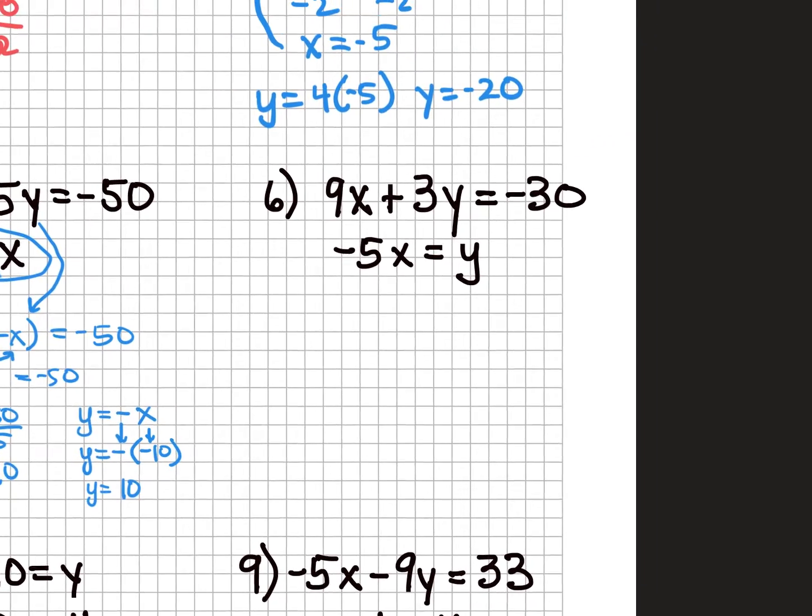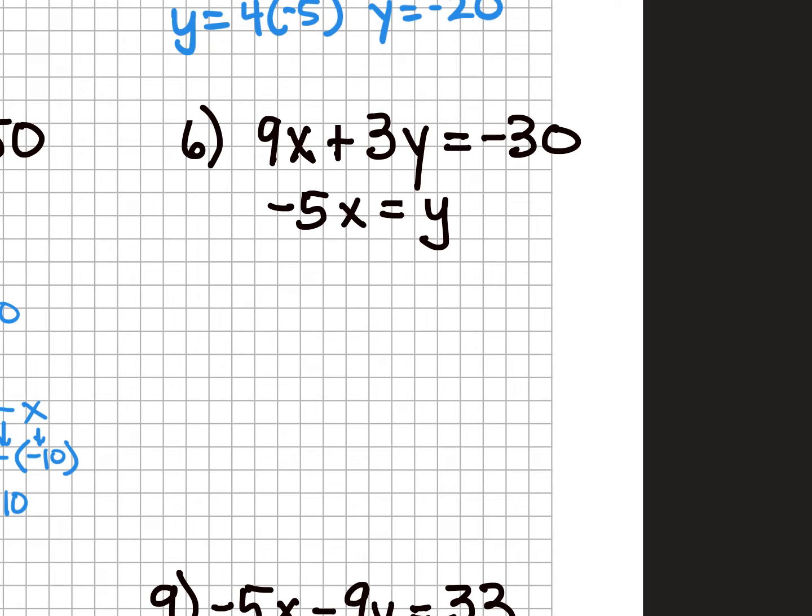Okay, number 6. Let's see. Y is the same thing as negative 5x, so we're going to take out this y and plug in negative 5x. So 9x plus 3 times, and that y is equal to negative 5x, equals negative 30. We have to do our distribution first, so 9x plus positive 3 times negative 5. Remember, we always put the sign with the 3 to know if we're multiplying by a negative or positive. So positive 3 times negative 5x is minus 15x, equals negative 30.